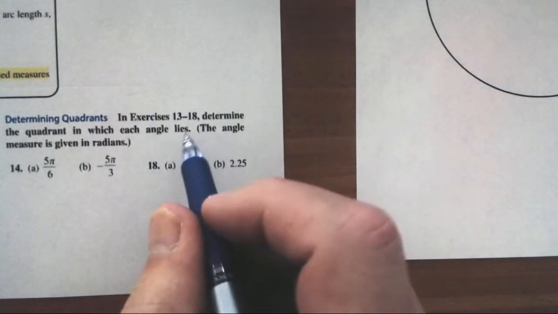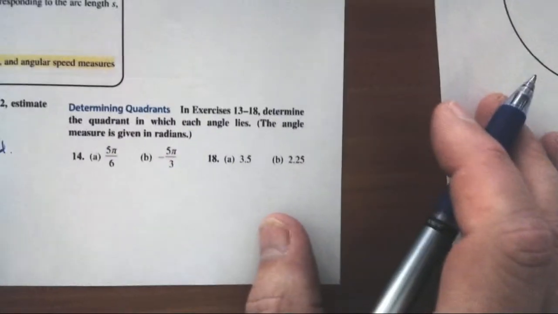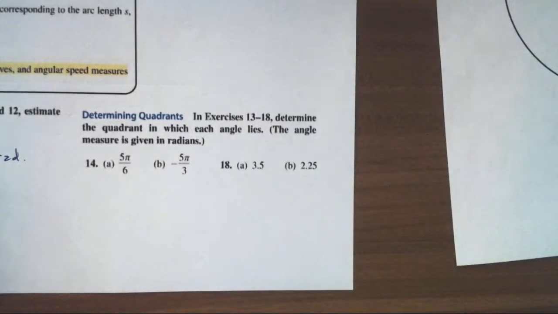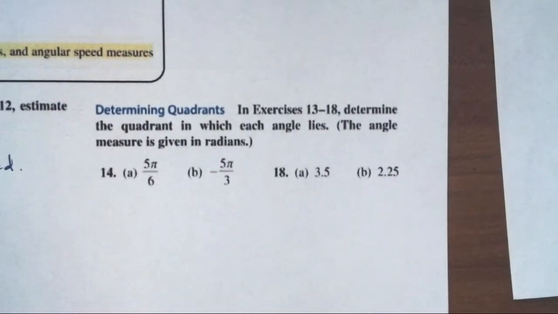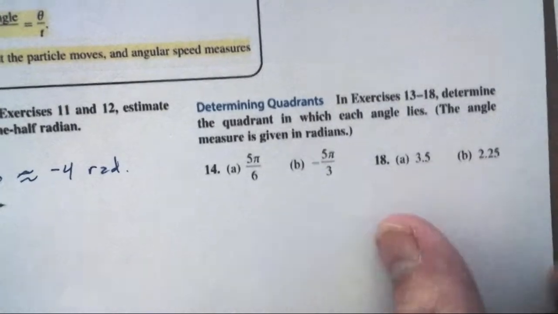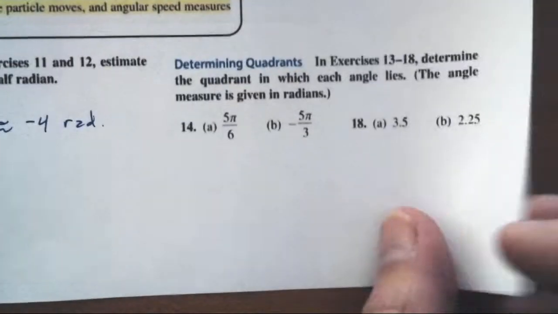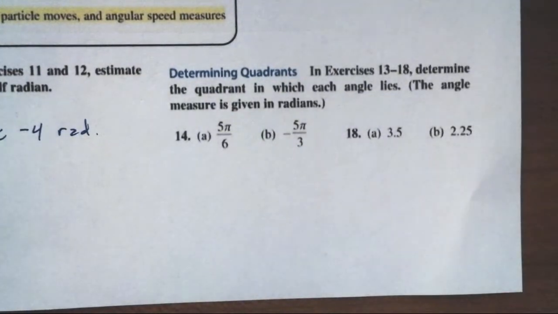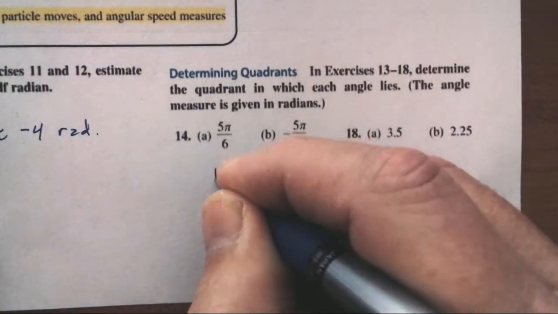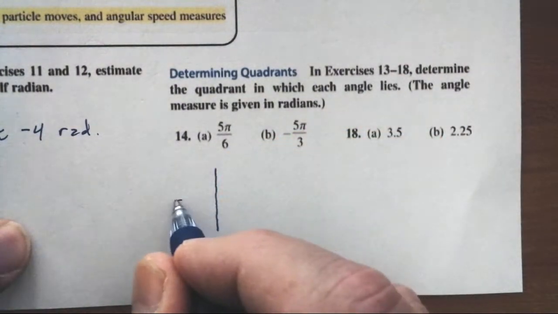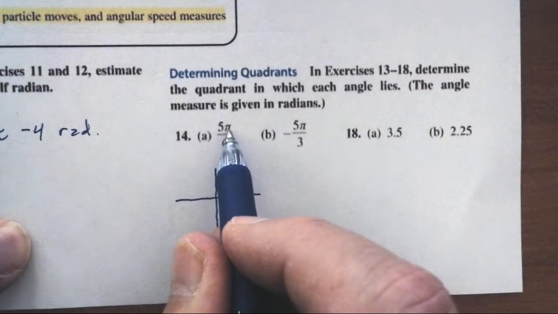Okay, in 13 through 18, determine the quadrant in which the angle lies. The quadrant in which the angle lies is a lot clearer. It's not an estimation. We're not just ballparking things like 12. We should be able to tell that. So I didn't leave a little place for you to draw this angle.